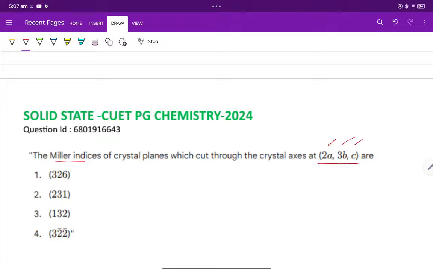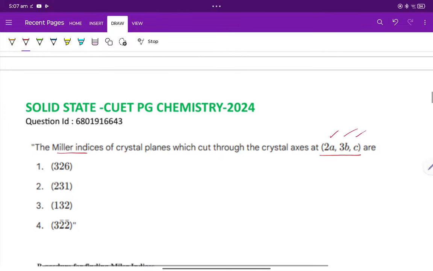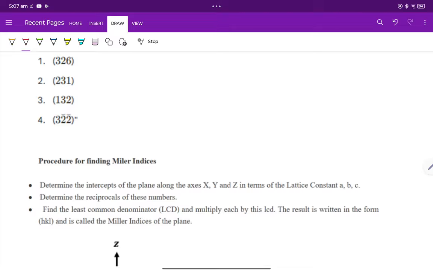To determine the Miller indices from the crystal axis, we have three steps. The first is to determine the intercepts of the plane along the XYZ axis in terms of the lattice constants ABC. Then take the reciprocal of these numbers, find the least common denominator and multiply each with this least common denominator, and the result is written in the form of HKL. We will solve it in a detailed manner.